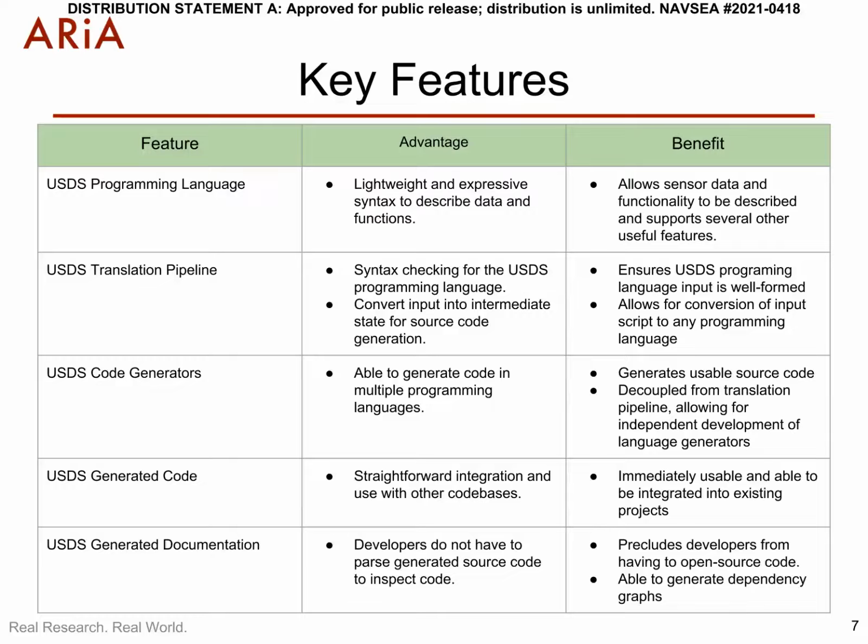The third key feature is the USDS code generators. The advantage of this feature is that it's able to generate code in multiple programming languages. The benefits are that it's able to generate immediately usable source code, and it's also decoupled from the translation pipeline, allowing for independent development of the language generators. This allows for new output language targets to be integrated into USDS in a straightforward manner.